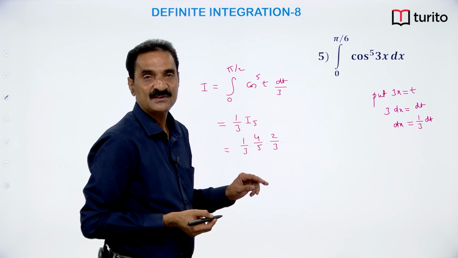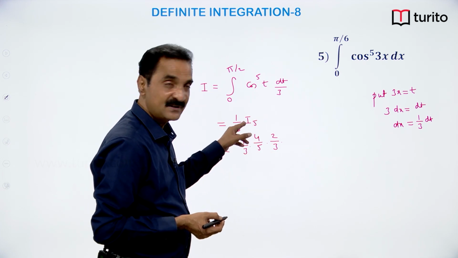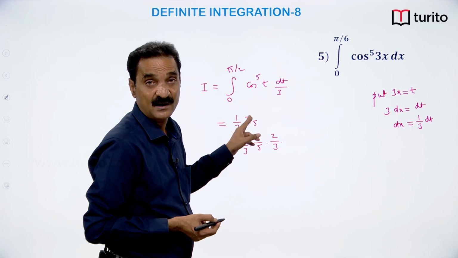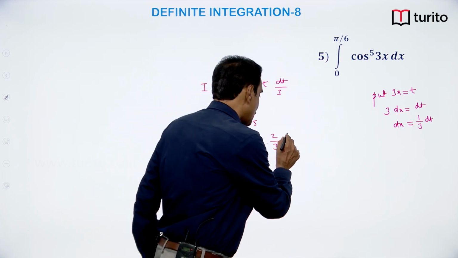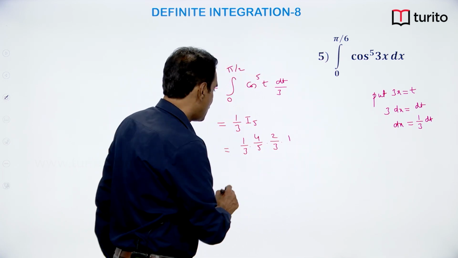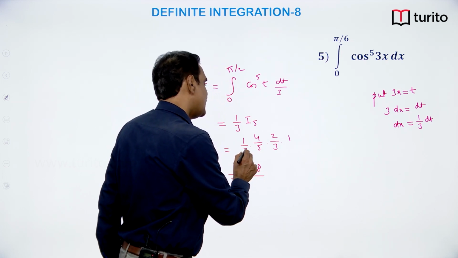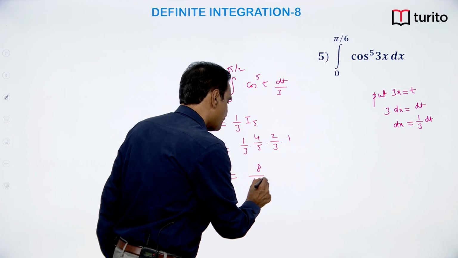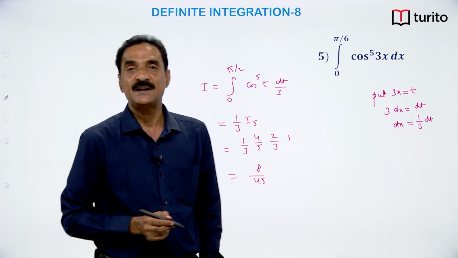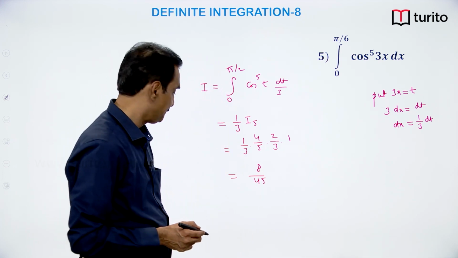Then next step is the last step. What is the last step? Is it I0 or I1? I1, because n is odd. So, I1 is 1. So, what are you getting? Numerator is 8, denominator is 45. So, answer is 8 by 45. Okay.